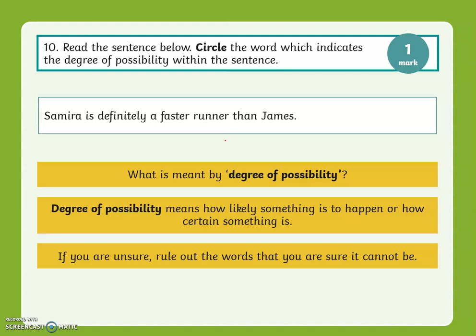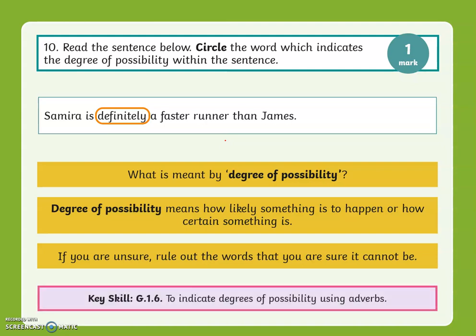So, pause the video here. Have a quick go at trying to find it. Write the sentence out and underline the word, using a ruler, which indicates the degree of possibility. Right, off you go. So it's this one, isn't it? "Samira is definitely a faster runner" because it means that without a doubt, Samira is faster than James. So that, again, is looking back to indicating how possible something is using adverbs. So, really easy to do that one.